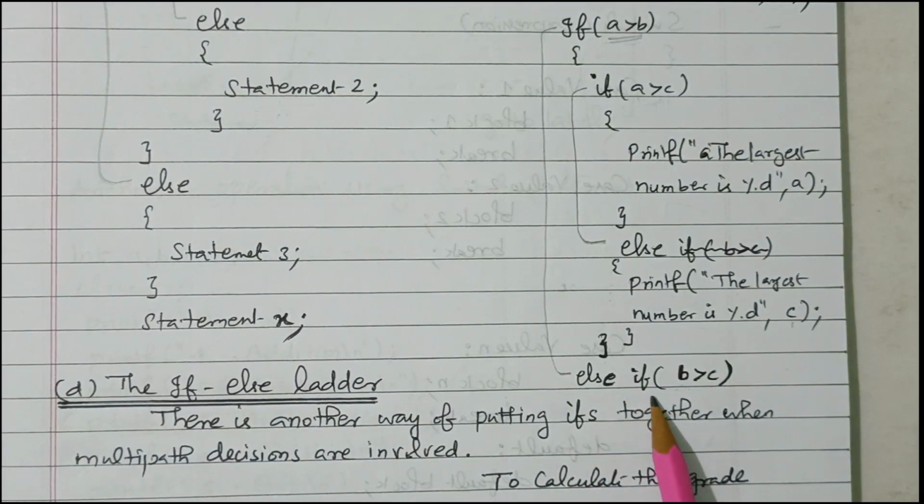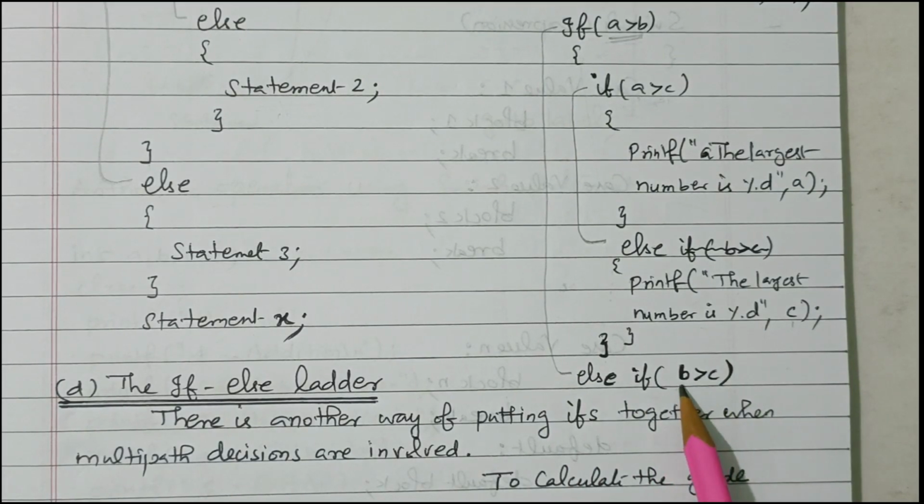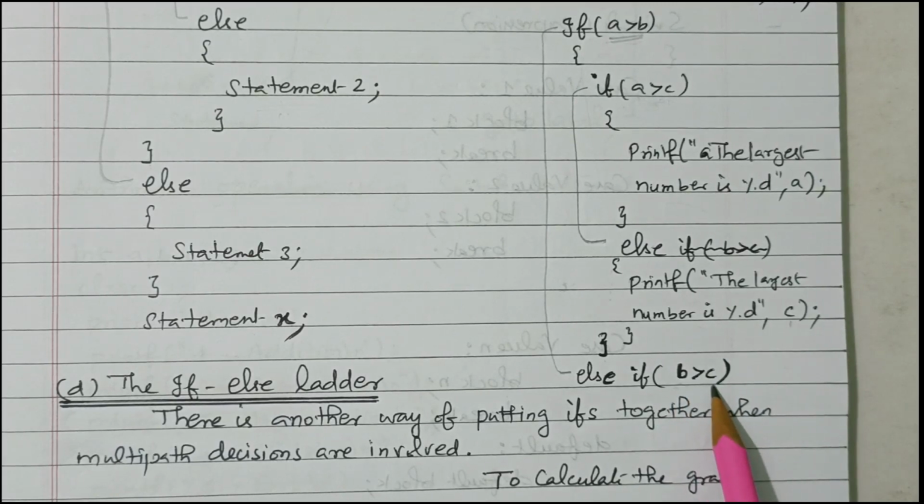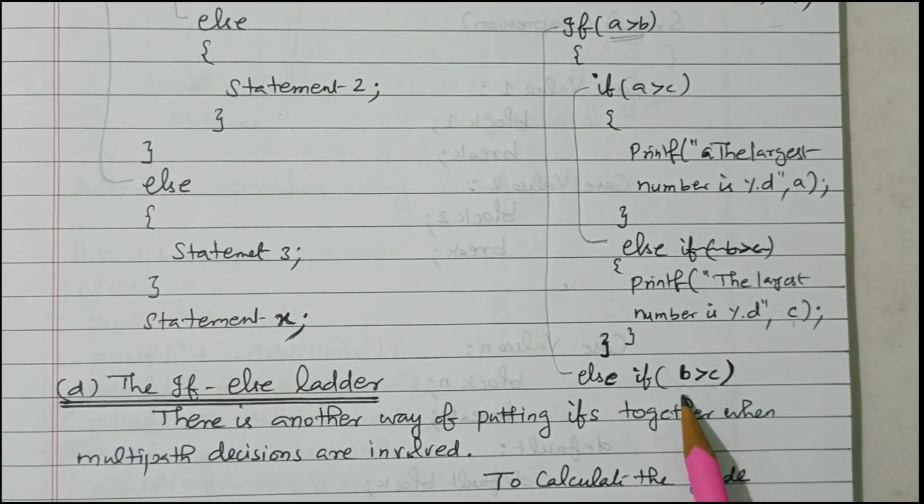Now here we open one more if condition, if B is greater than C. Now we need to verify. If this condition is true, B is the greater. If the condition is false, C is the greater. Right? Now we need to print that statement. Now we'll go to the statement.